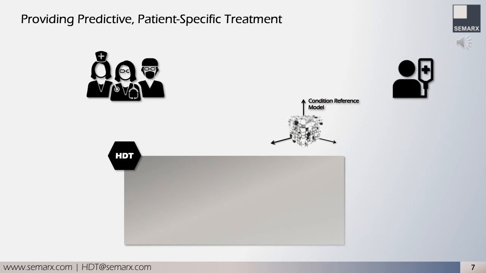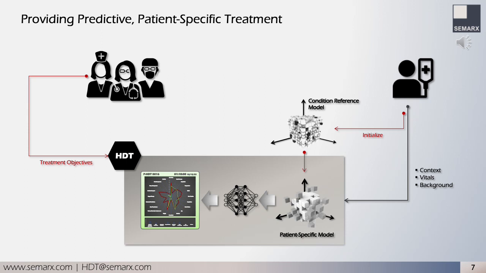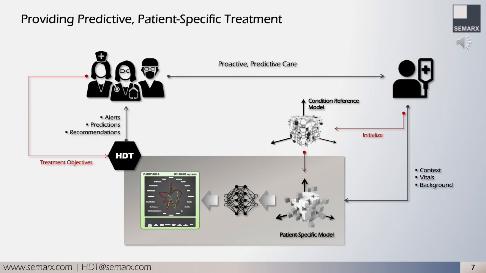The process begins by selecting a patient and tailoring the condition reference model to their specific needs. The Human Digital Twin agent then uses this model to predict a patient's specific risk profile. The medical team will set the treatment objectives, and the Human Digital Twin will start monitoring the patient in real time and use the patient model to make predictions about their condition. These predictions provide the team with valuable information to treat the patient proactively. As the team gains more experience and collects more data, they can update and refine the condition model.